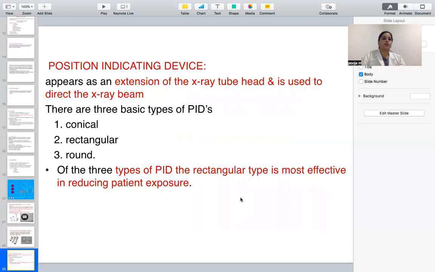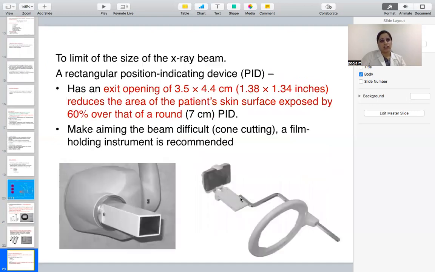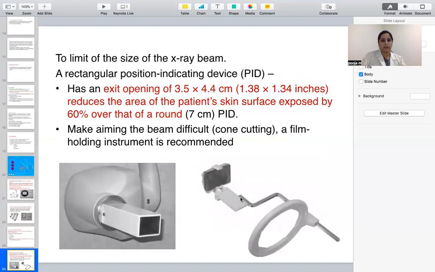So now coming to the use of position indicating devices. What are position indicating devices? These are nothing but the extension of an X-ray tube head, which are used to direct the X-ray beam. Again in this, there are 3 types of position indicating devices. They are conical, rectangular, and round. Amongst all of these, similar to the collimator, rectangular position indicating device is most commonly preferred.